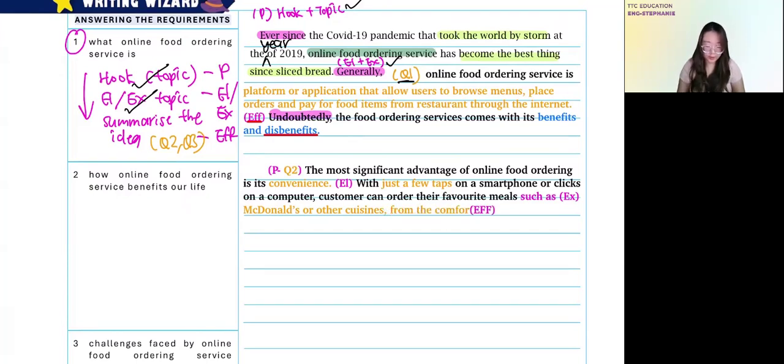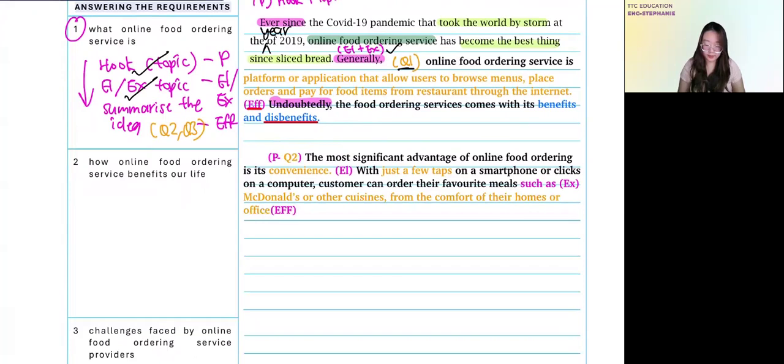From the comfort of their homes or offices. Okay, Starbucks, you can write a few, just write a few. So elaboration, few tabs. Give examples like McDonald's or cuisines. All right. Of course, another keyword is from the comfort of their homes or offices.